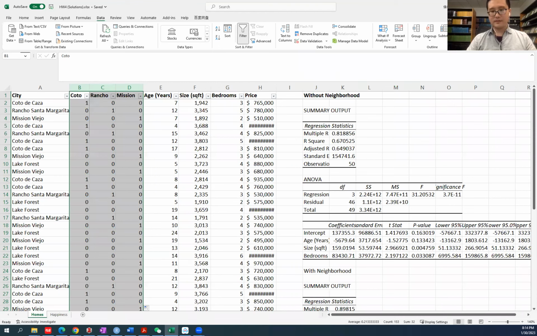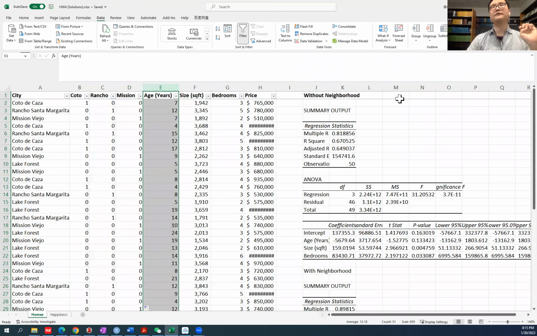Are there any questions? Very quick question. If instead of Coda, we left out Lake Forest, for example, would that be okay? Yes. Let's see what happens if we use a different reference group.